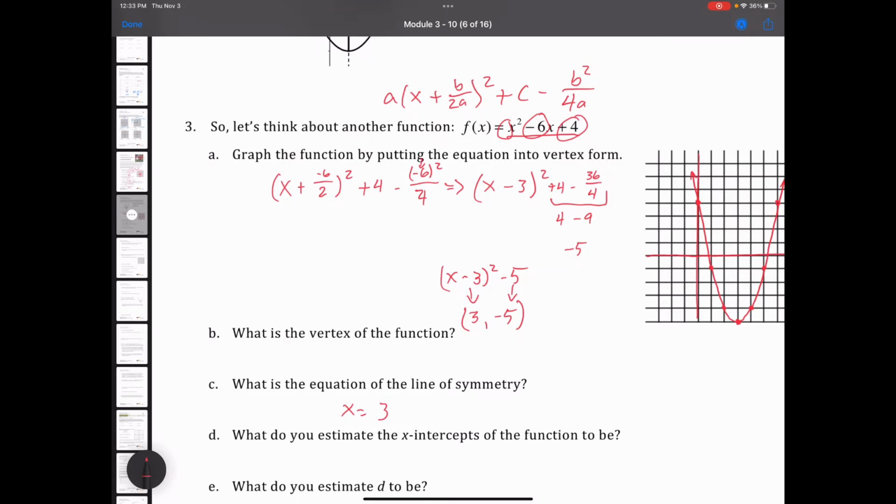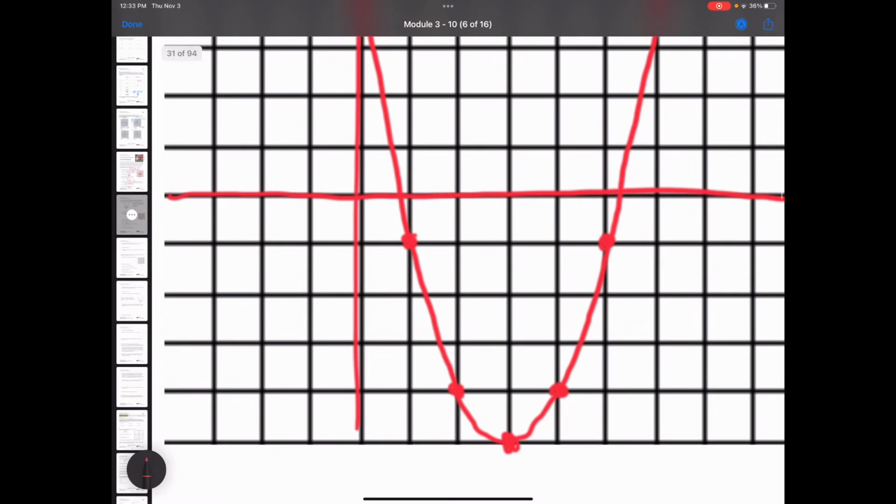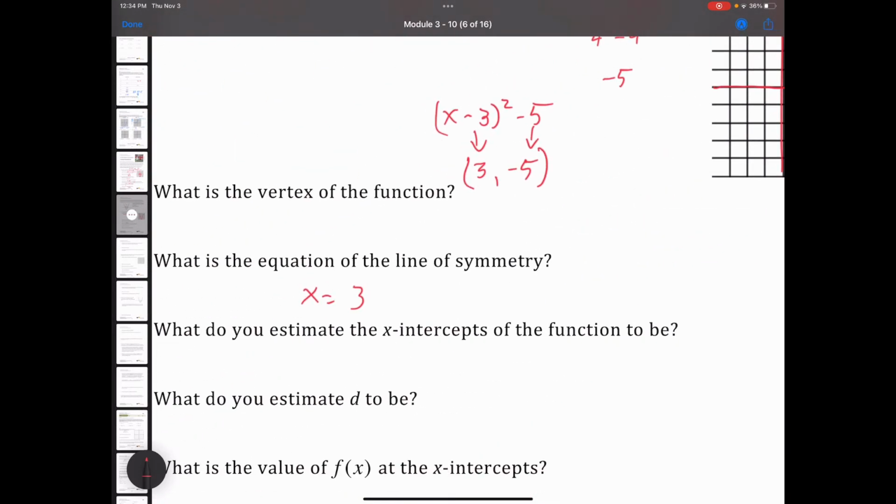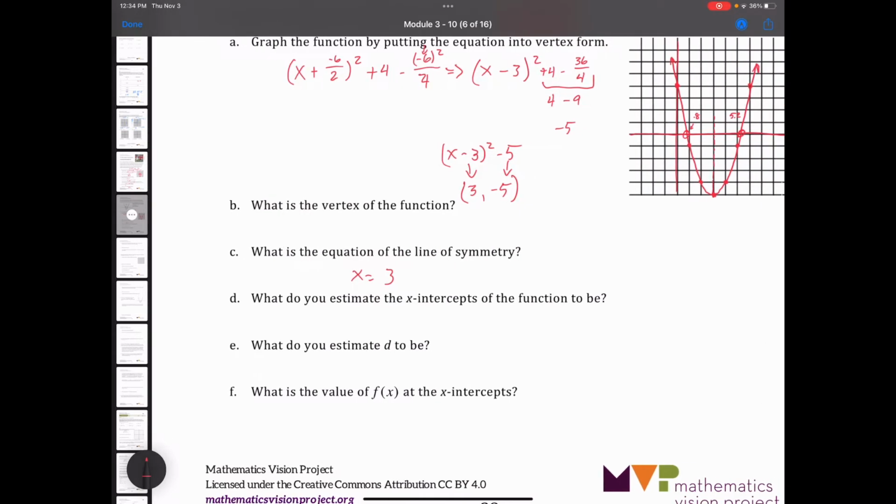And what do you estimate the x-intercepts of the function to be? Now, we can all get our own estimations, but here's the axis of symmetry, right? And here are the x-intercepts. That one's like 0.8, maybe 0.9. This one's probably at about, let's see, 3, 4, 5, 5.1 or 5.2, maybe. Let's go 0.8 and 5.2. I think that's about close. If your graphs look a little bit different, you're welcome to make different estimations, but you just need to account for that. So 0.8 and 5.2 are what I'm estimating.